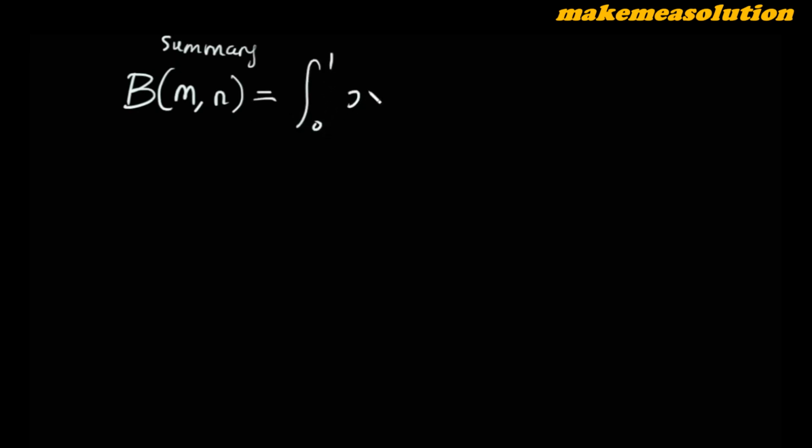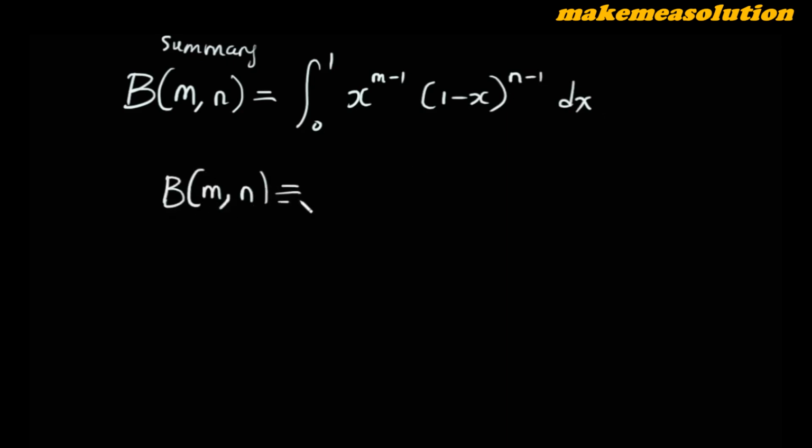So let's wrap up this video. I'll just say a couple of things. To summarize, the beta function is defined as the integral from 0 to 1 of x to the m minus 1, 1 minus x to the n minus 1 dx. So we established that beta of m comma n is equivalent to beta of n comma m.